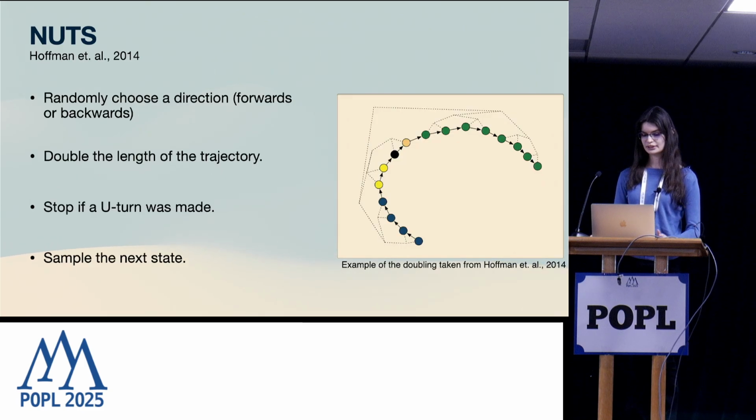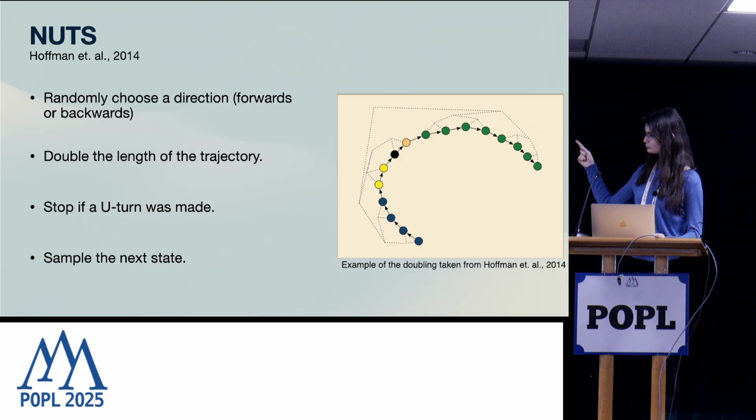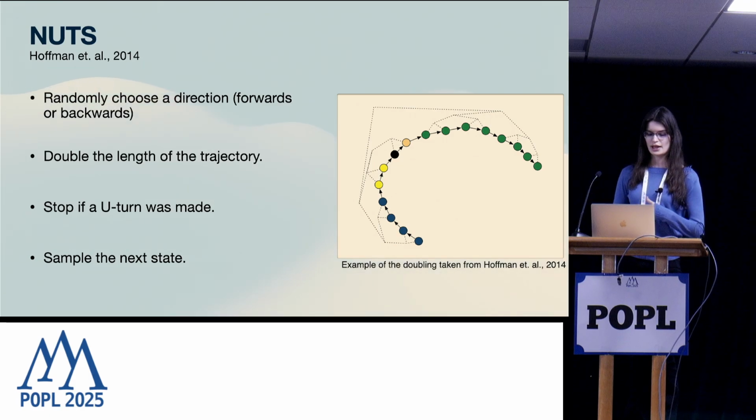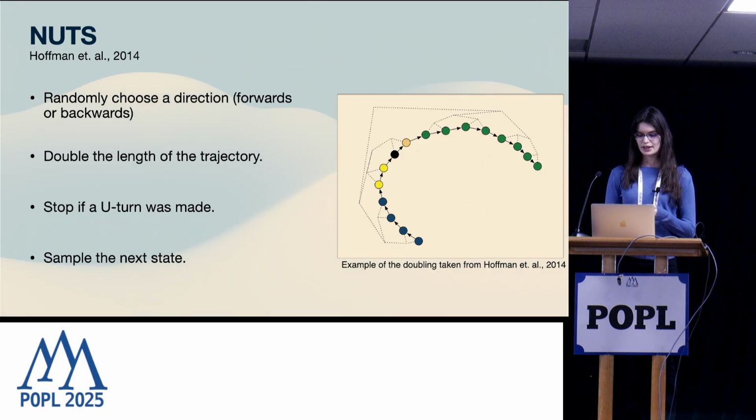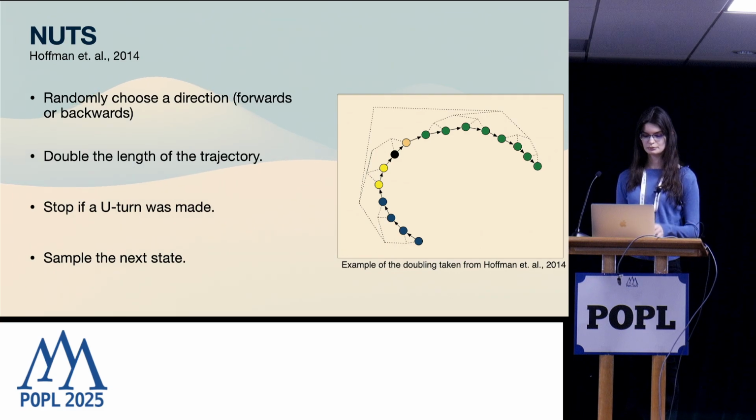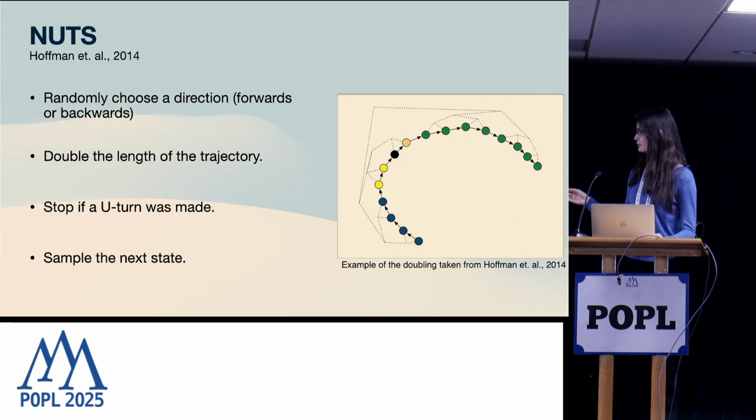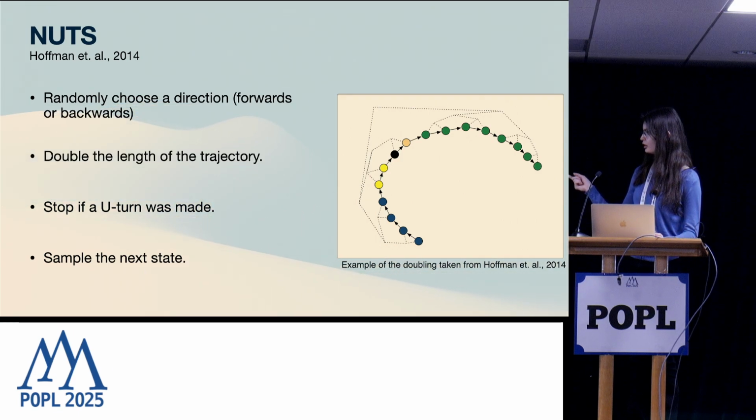So the idea behind NUTS is to choose L such that we stop the simulation when we start to head back, in the sense that we start to make a U-turn. To do this while also preserving the balance, it's a bit more subtle, and it involves iteratively simulating either forwards or backwards in time for a double amount of time until we see that we made a U-turn. At the end, we'll have this trajectory of states, and we'll sample the next state according to the weights of the states.